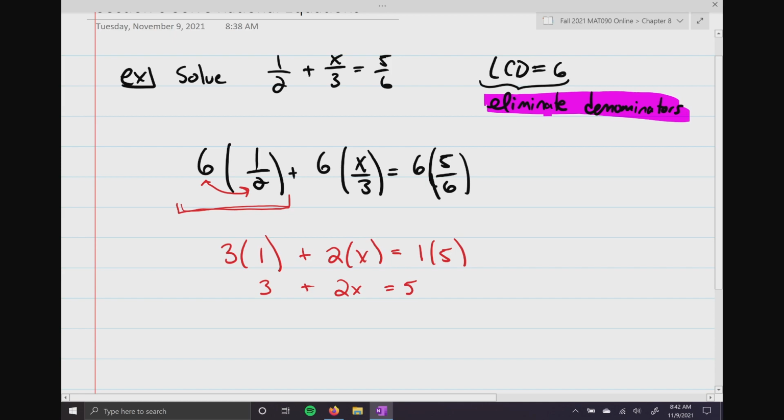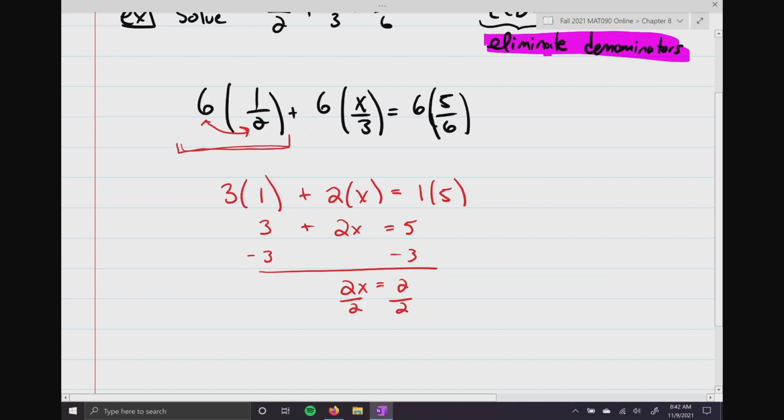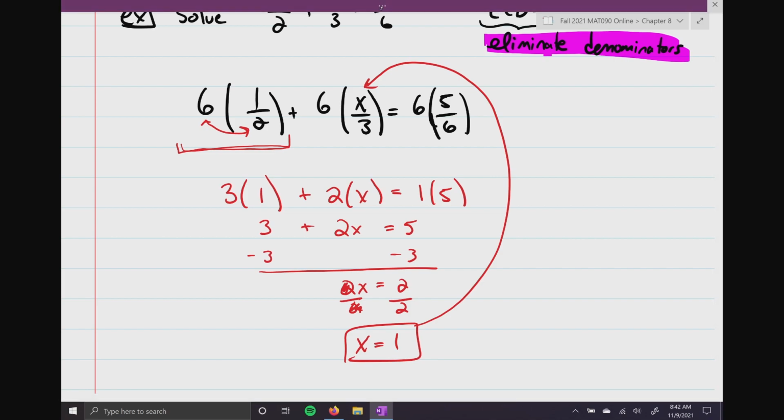And now I can solve for x by subtracting 3 from both sides. I get 2x equals 2, and then dividing both sides by the coefficient, 2 divided by 2, we know that simplifies down to 1x, and 2 over 2 is 1. So in this case, x equals 1. Okay? And if we can understand how to do that problem, every single problem in this section is going to be done the same exact way.